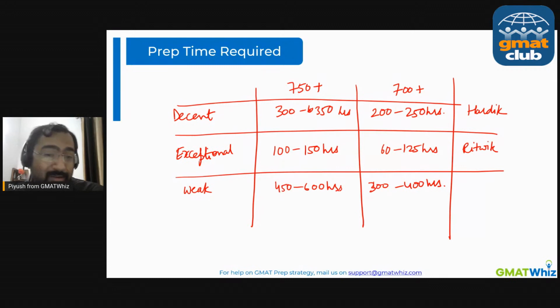We have had cases where people came to us with a 460 on the GMAT, and they were able to get to a 700 plus with about this much effort. If you want to check out one such example, I can share that example about Maya. This is just an approximate idea about how much time you would require.